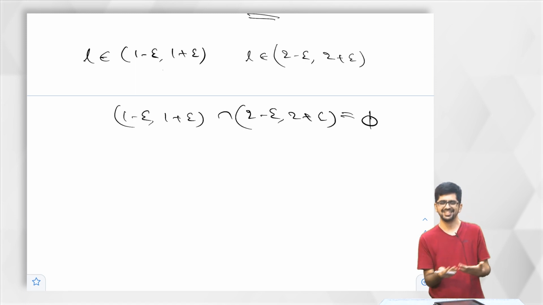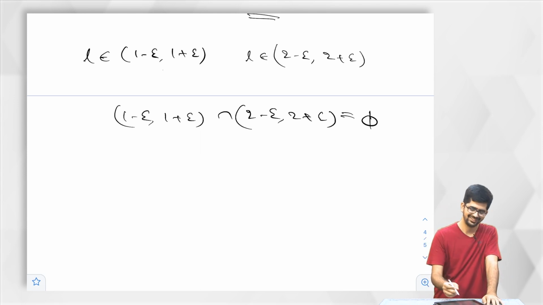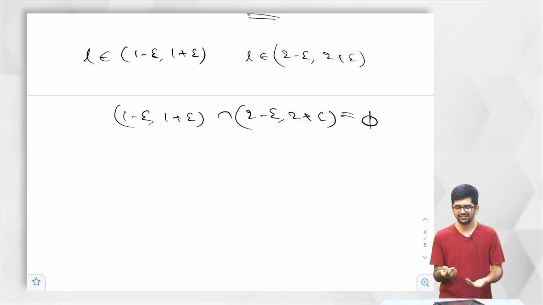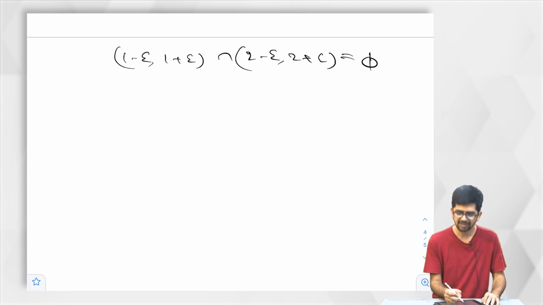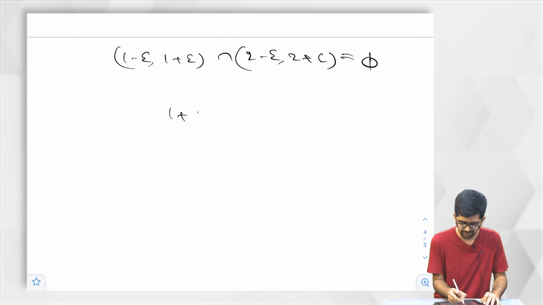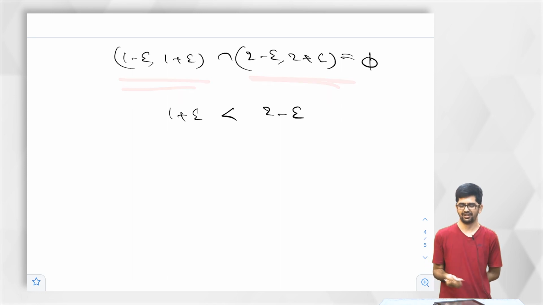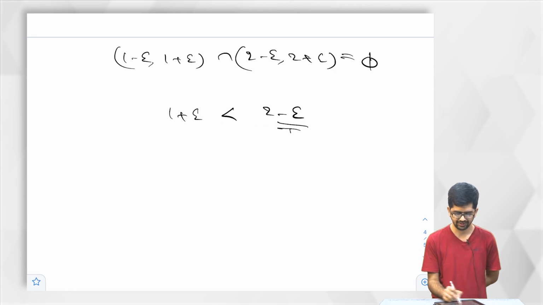There are two situations, one is non-empty, one is empty. If it is non-empty, there is no problem. If it is empty, I cannot choose L satisfying these two properties. So the first question is when would it be empty? If you draw the diagram, for this to be empty, we need 1 plus epsilon to be strictly less than 2 minus epsilon. Then there is no way that these two have a non-empty intersection. So when can this happen? I just pull it here. So this is 1 plus 2 epsilon less than 2.